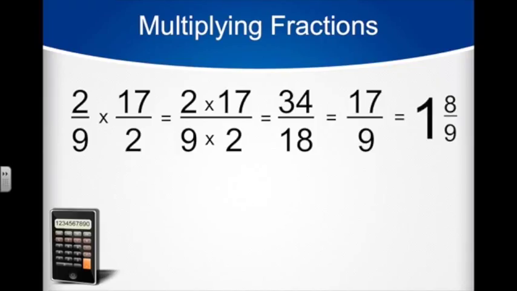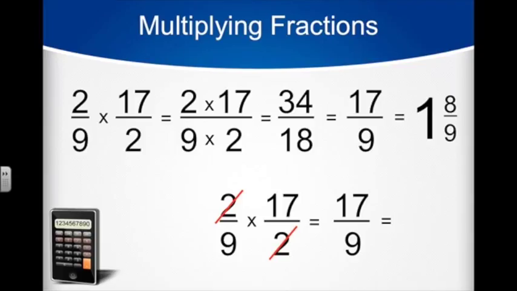Now, you may not have noticed initially that we could reduce 34/18, but if we look back at the original problem, there is one thing we can do to simplify this process a little bit. There is a 2 in the numerator of the first fraction and a 2 in the denominator of the second fraction. Because we're multiplying, we can reduce that 2/2 to 1. And all we have left is 17/9, which still equals 1 and 8/9.